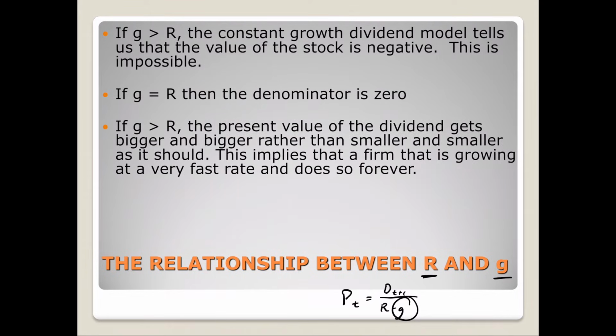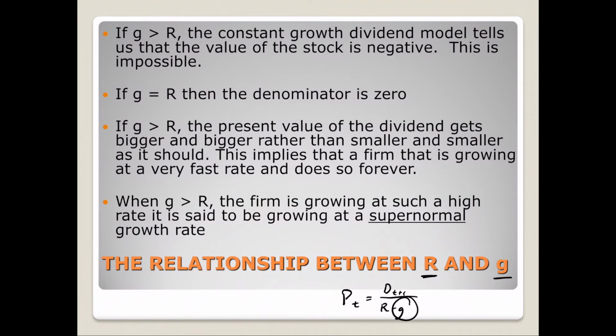Now, in these cases where your growth rate is greater than your required rate of return, the present value of the dividend actually gets bigger rather than smaller. Understanding our time value of money, the further in the future you receive a dollar, the less it's worth today. If the growth rate is greater than your discount rate, the opposite would be true. It would be that the further in the future you receive the dollar, the more it's worth today, which we know does not make sense. And so in this case, it implies that the firm is growing at a very fast rate and does so forever. So in the event that your growth rate is greater than your R, we cannot use the constant growth model, and what we will end up having to do is use our third assumption, which is supernormal growth.